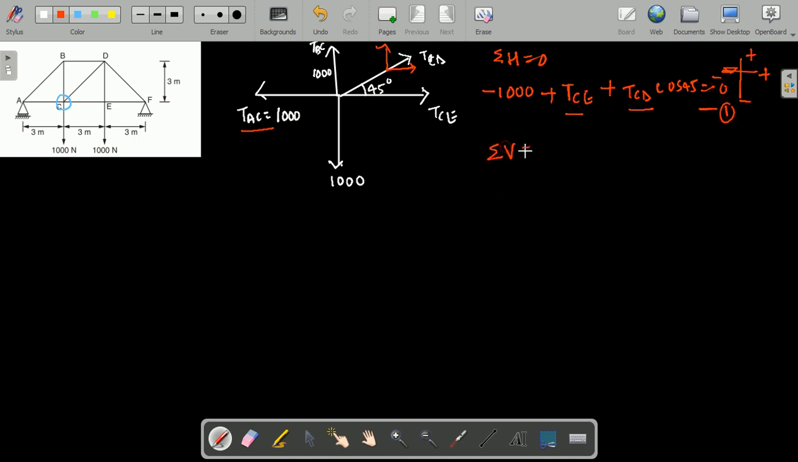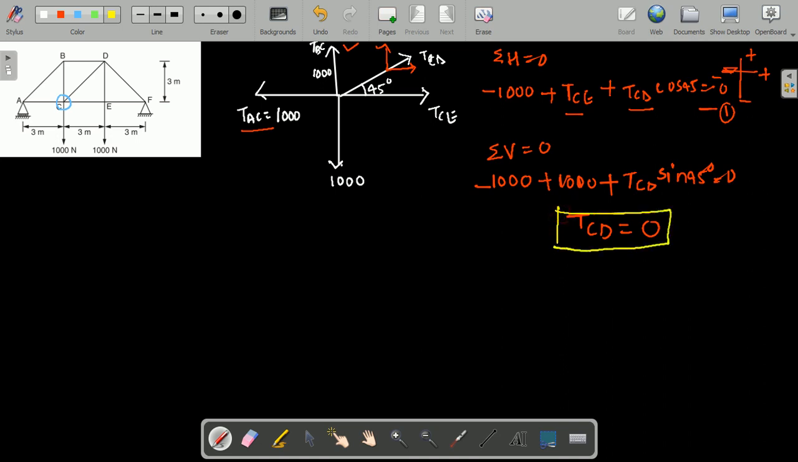Now I am going to apply summation of vertical forces equal to 0. Vertical force means 1000 is coming downward, so minus, and this 1000, that is TBC, is moving upward, therefore positive 1000, and again the vertical component of this inclined force is moving upward, therefore TCD sin 45 is equal to 0. Clear? By simplifying this, operate your calculator and simplify. The TCD value we are getting is 0, which means the member force TCD is 0.